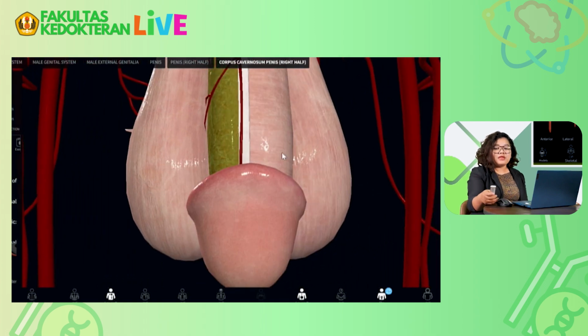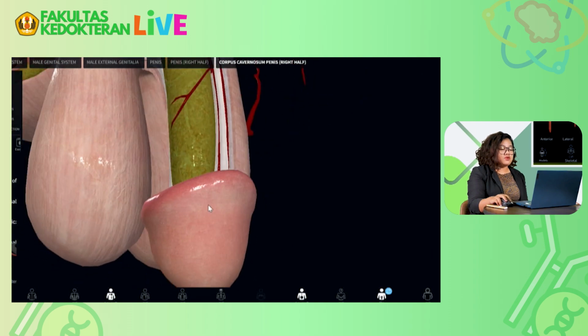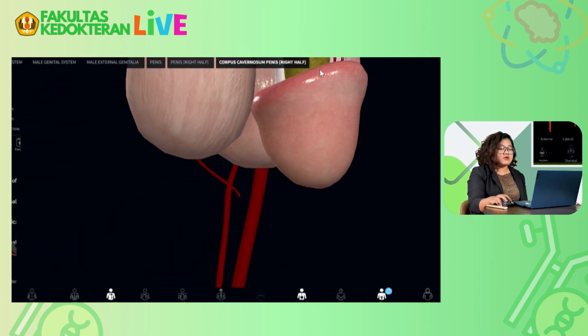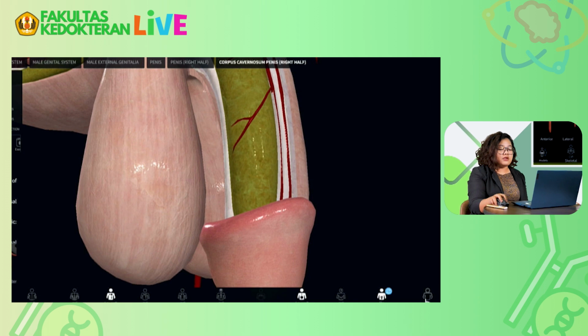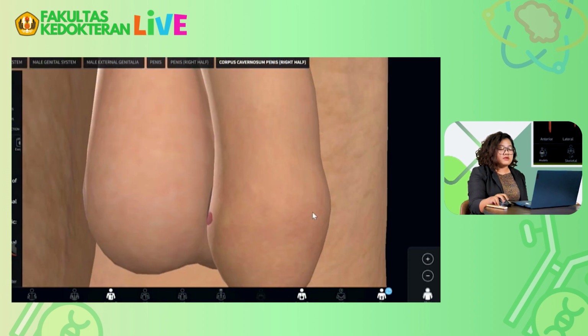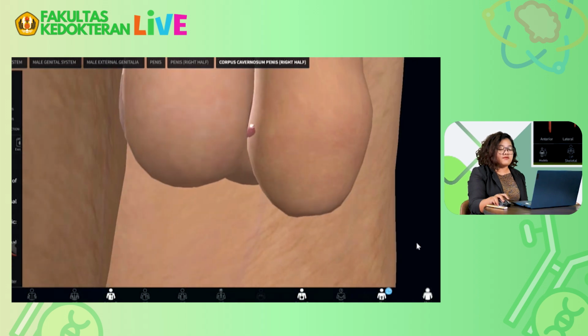Okay, and then we move on to the glans penis here, or the head of the penis. It has several parts. First is the corona, the one that is sort of bulging here. This is the corona, and then I need to show you the skin first. Okay, it's not very visible though.